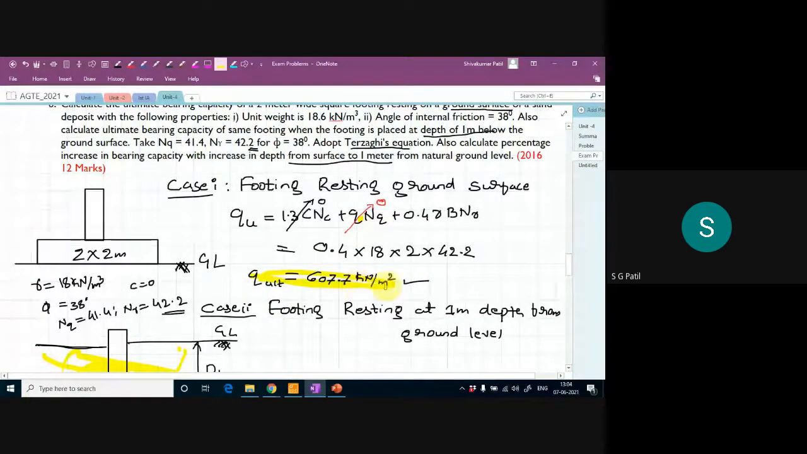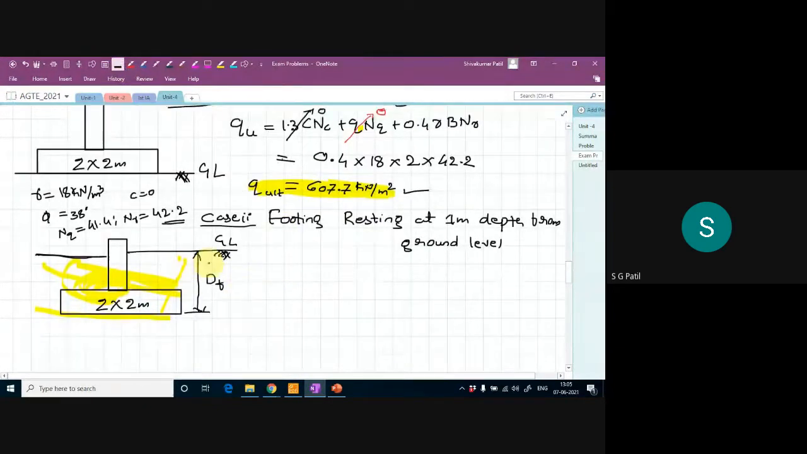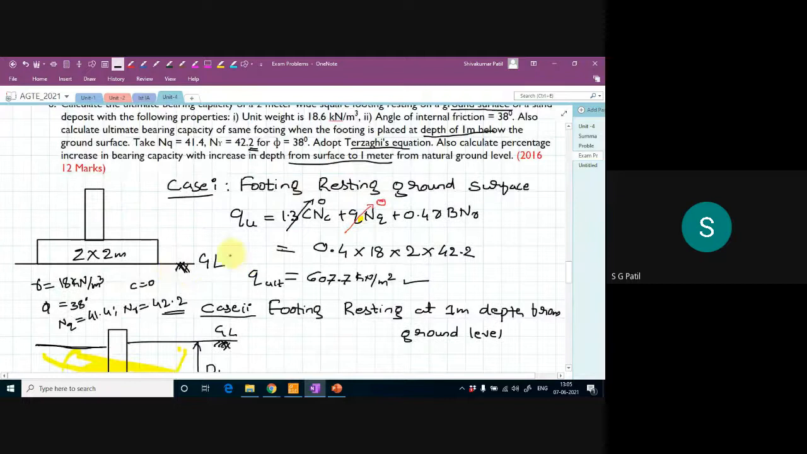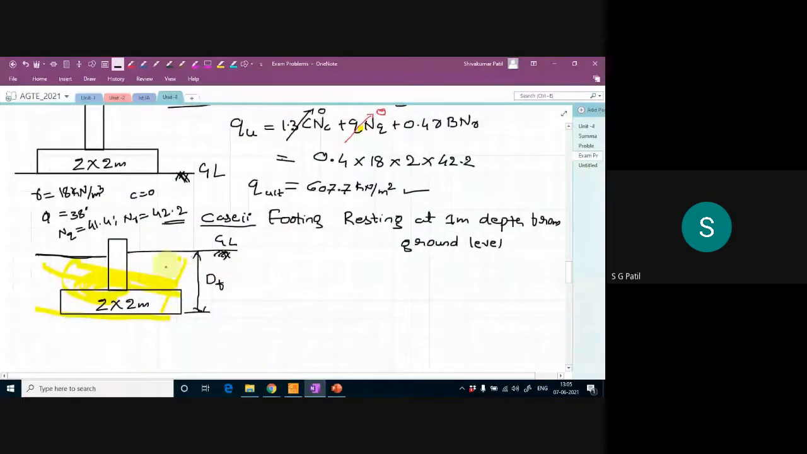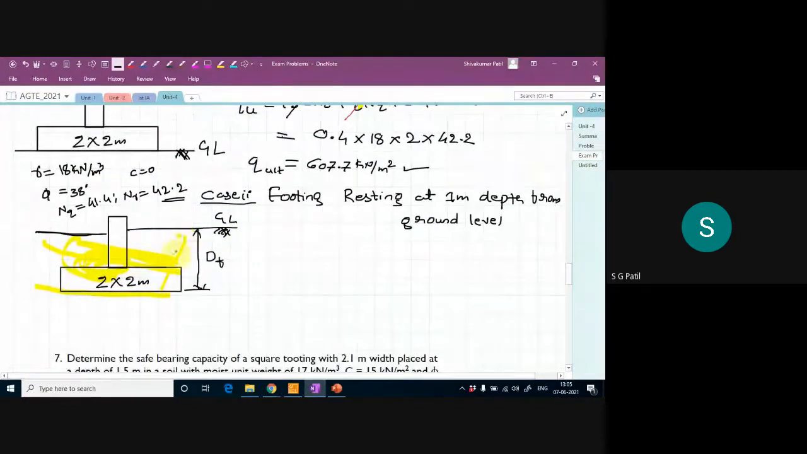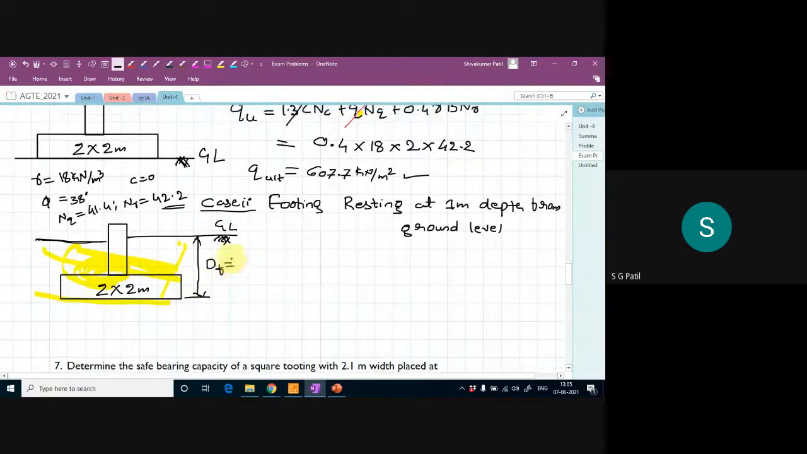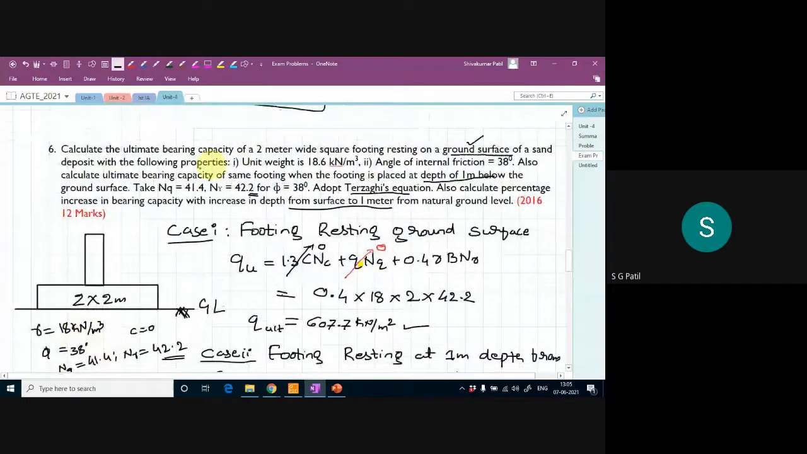So this is my case 1. What is case 2? Case 2 is now the soil, now you have a depth of foundation. How much depth of foundation are they asking?